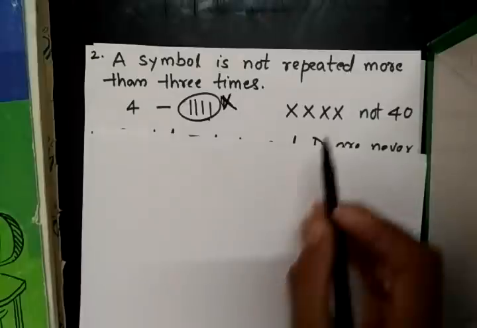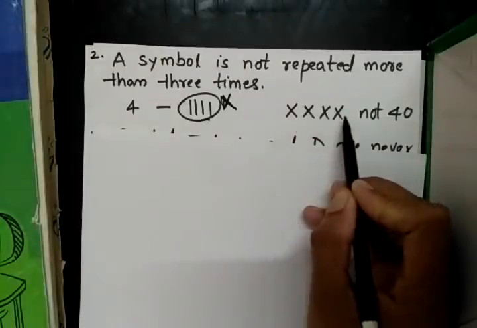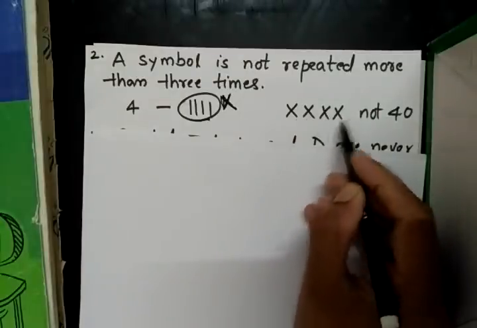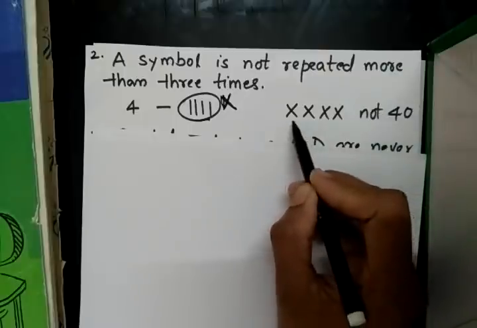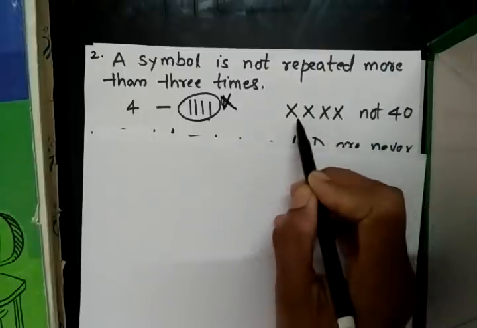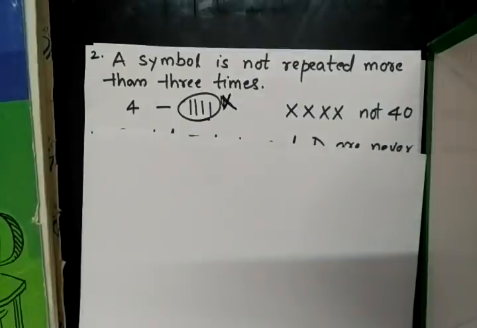Is it correct for 40? Can we write X 4 times, 10 plus 10 plus 10 plus 10? No, this is not 40 because we cannot repeat a symbol more than 3 times. We can repeat maximum up to 3 times only. Clear? That is the second rule. So, the first rule is that when we repeat, its value is added. Correct? The next rule is that a symbol cannot be repeated more than 3 times.